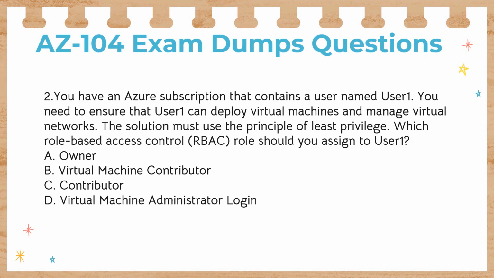2. You have an Azure subscription that contains a user named User1. You need to ensure that User1 can deploy virtual machines and manage virtual networks. The solution must use the principle of least privilege. Which role-based access control (RBAC) role should you assign to User1? A. Owner. B. Virtual machine contributor. C. Contributor. D. Virtual machine administrator login.